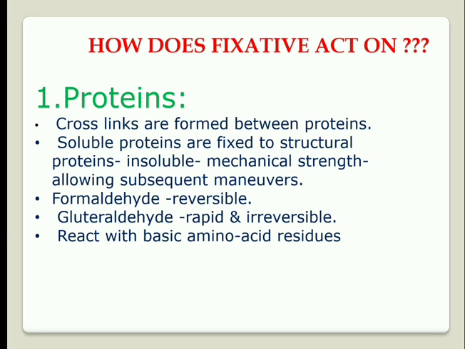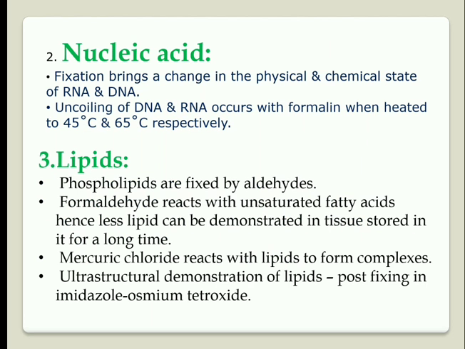Formaldehyde action on proteins is reversible. Glutaraldehyde action on protein is rapid and irreversible. It reacts with basic amino acid residues. Next, on nucleic acids, fixation brings a change in the physical and chemical state of RNA and DNA. Uncoiling of DNA and RNA occurs within the formalin when heated to 45 and 65 degrees Celsius respectively.